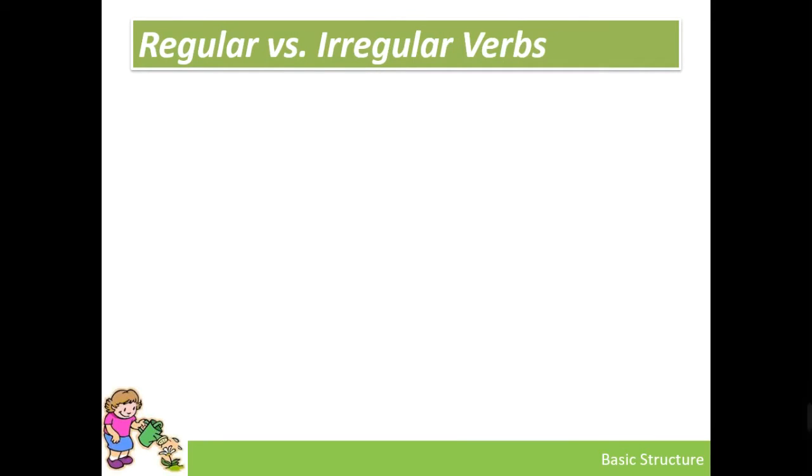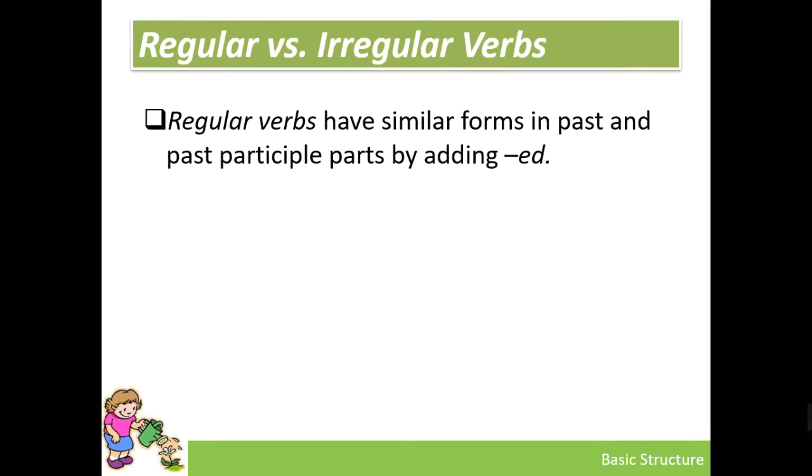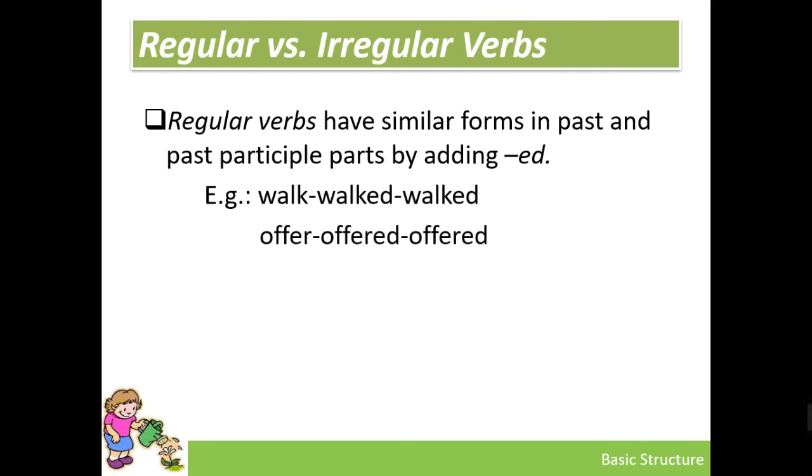First, we're going to differentiate verbs between regular and irregular verbs. Regular verbs have similar forms in past and in past participle parts by adding ed. For example, for the verb walk, then it will have the second and the third form of verb: walked, walked.